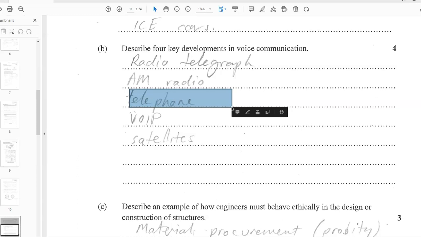So Bell's telephone was an early telephone that allowed for two-way voice communication, whereas the touch tone phone, it no longer required an operator. The cordless phone allowed people to make phone calls from any room in the house.